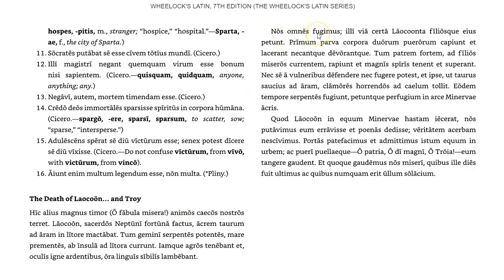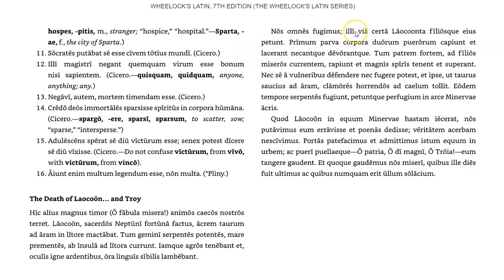Nos omnes fugimus. So literally, we all flee. And we can just keep that. So we all flee, or all of us flee. Ille via certe lauquon filios que eos petunt. We all flee. Now here, since it's in the plural, it must be the serpents, because we don't have any other antecedent in the plural.